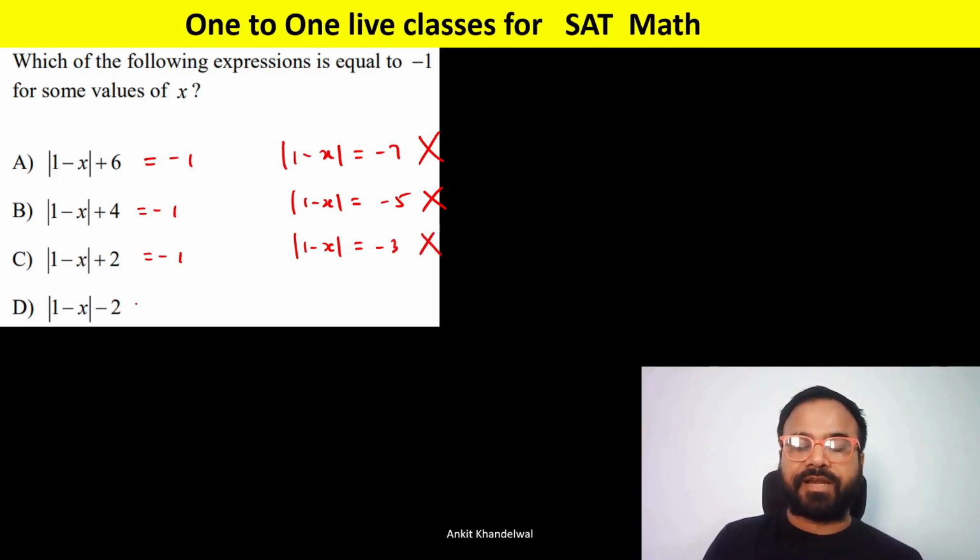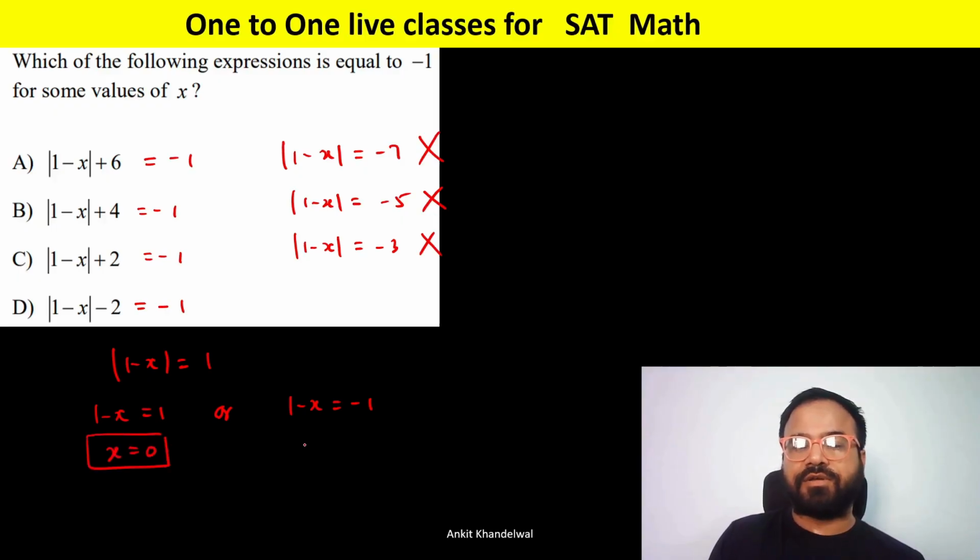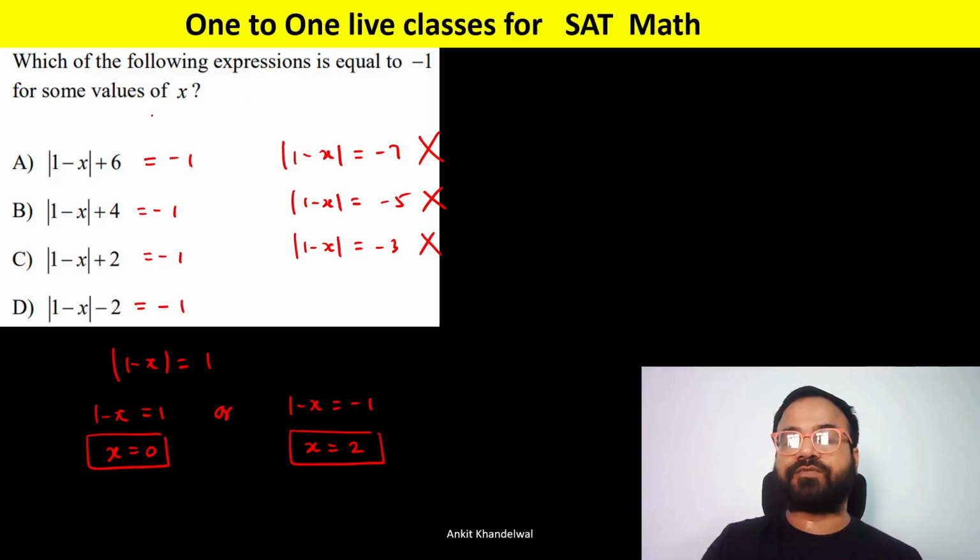So the last one, this is equal to minus 1 over here, so we can say the modulus of 1 minus x is equal to 2 minus 1, which is 1. So we can open it as 1 or 1 minus x equals minus 1. From here x equals 0 and from here x equals 2. So for x equal to 0 this expression is minus 1, and for x equal to 2 also this expression is minus 1. So option B is the correct answer.